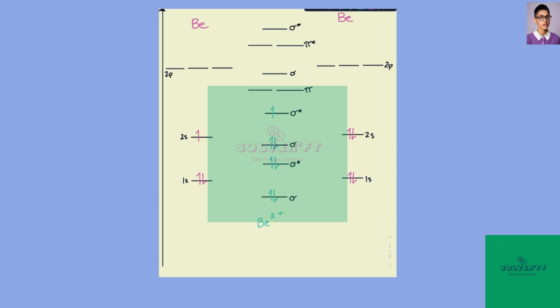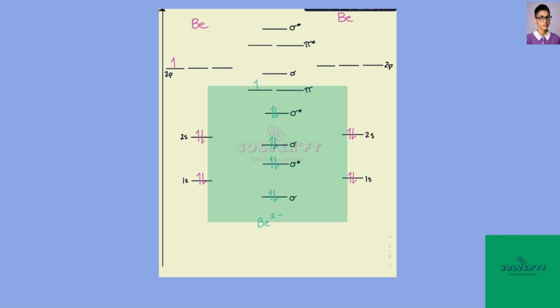Alternatively, we could go up an electron. So we'll add this back, and we'll go ahead and put another electron up there. And then we would take that electron and go ahead and put it into the pi orbital. So this would be our electron configuration for Be2 minus, because we have that extra electron.